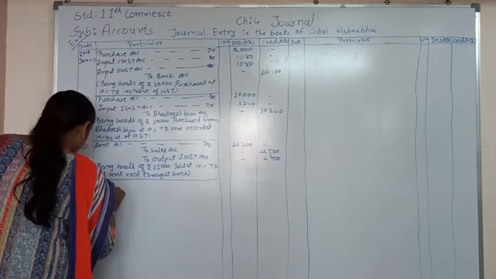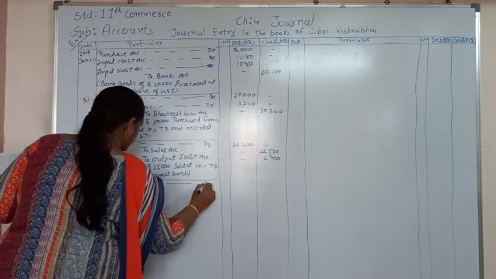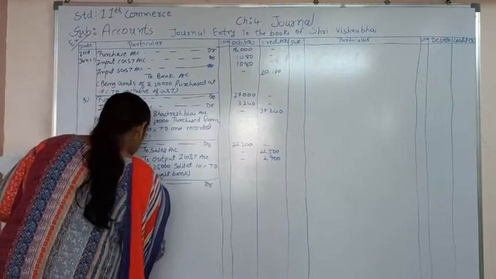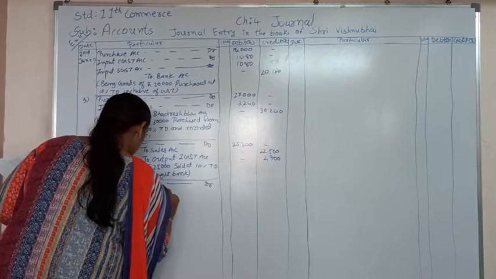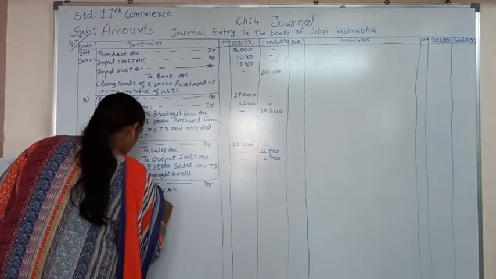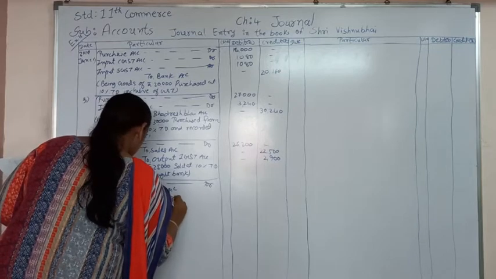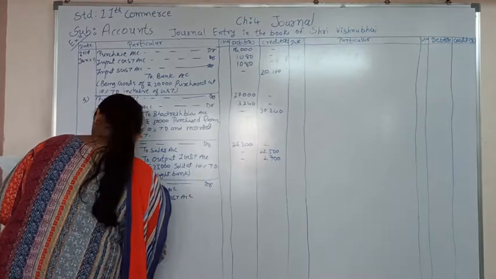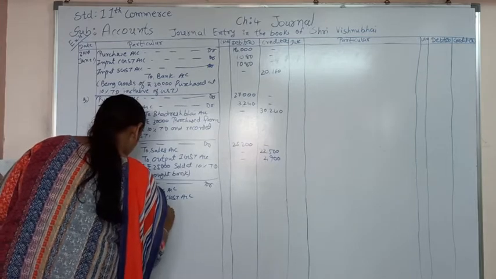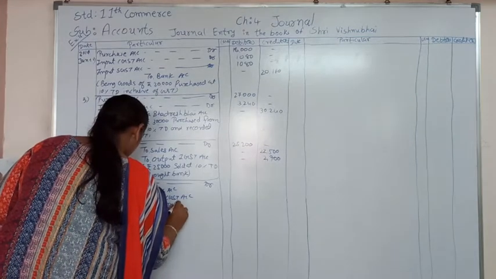Anil Bhai account debit to sales account, to output CGST account, to output SGST account.